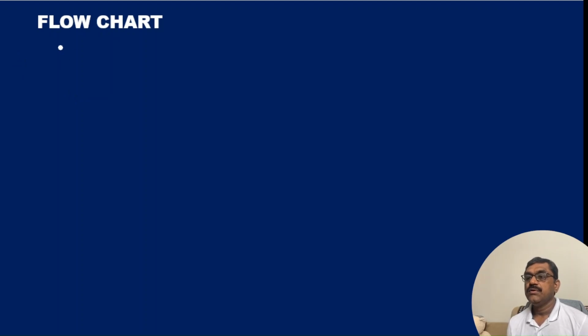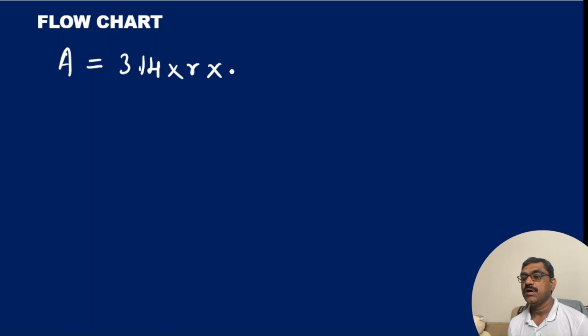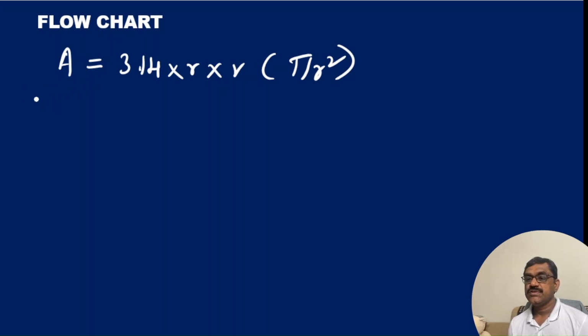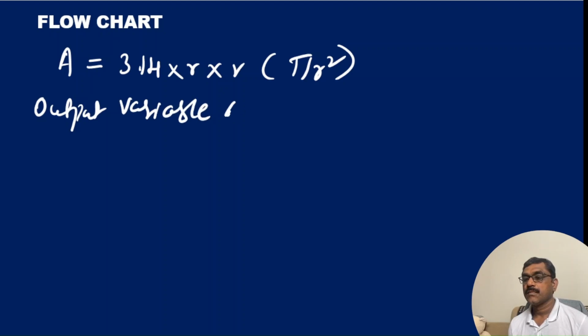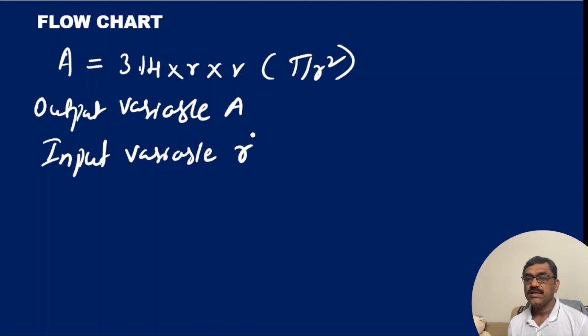Now, for example, to know the flowchart clearly, we want to find out the area of a circle. We know the formula for the area of a circle is A equals 3.14 into R into R. So this is nothing but pi R square. In this equation, the output variable is A and the input variable is R. First, we have to identify how many variables are there. Next, what is the input variable and what is the output variable.